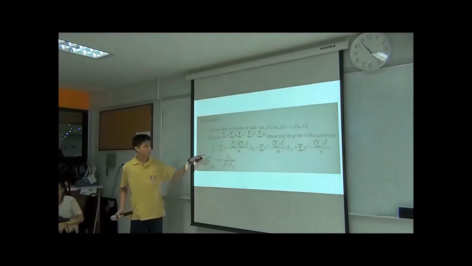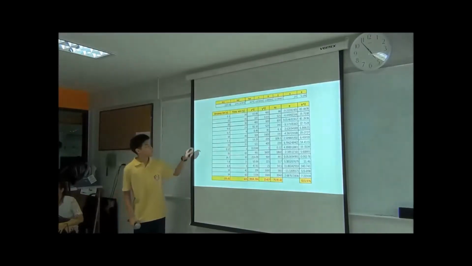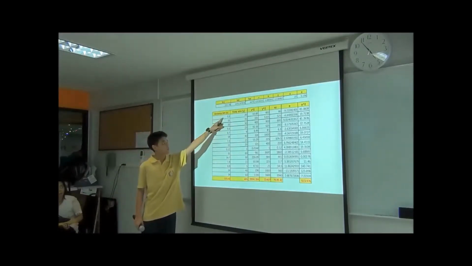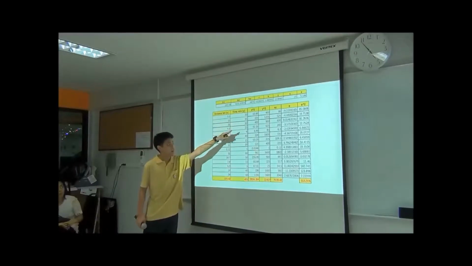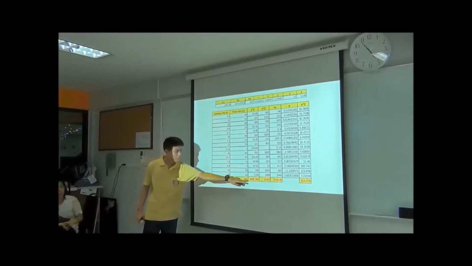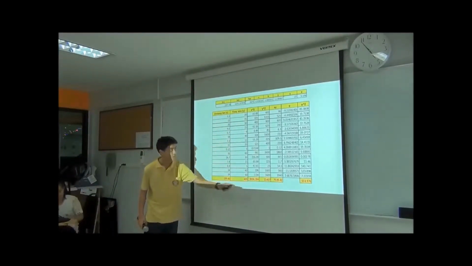Now we have to find the sum of x squared and the sum of y squared. We square each x, 3.3 squared, and then we square all of them and add them together to find the sum. We also do that to y to find the sum.